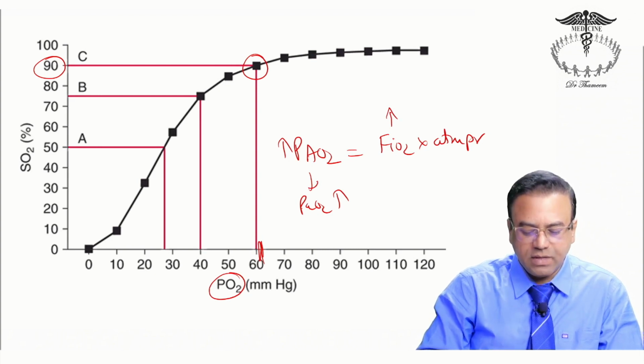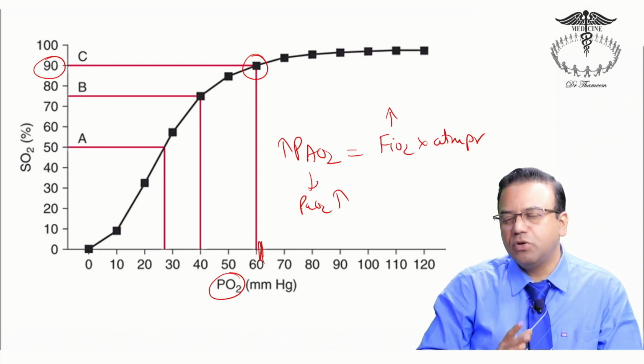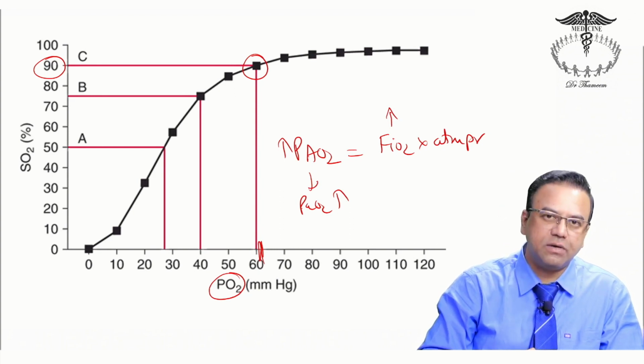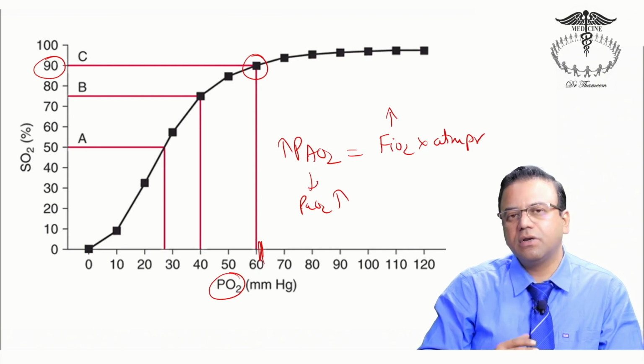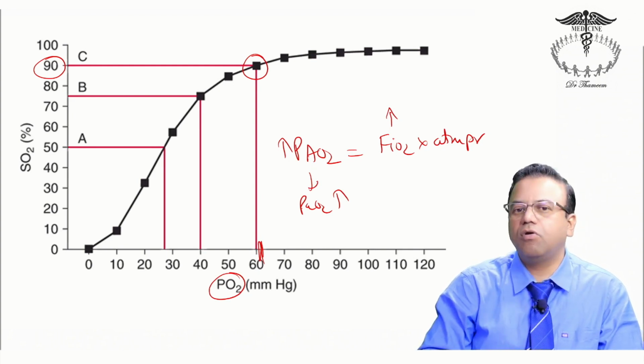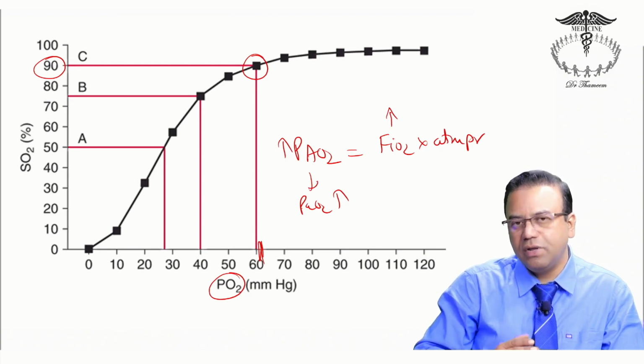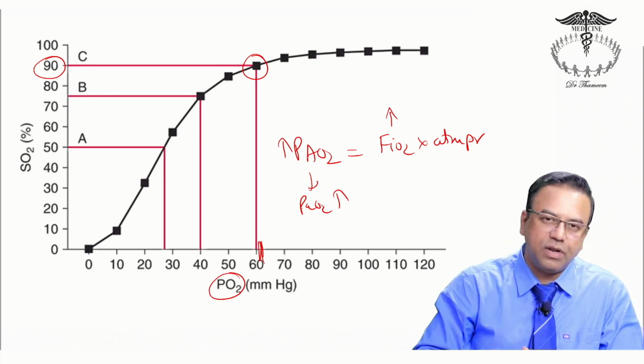So in most places, when will you be happy? When you see an ABG showing a PO2 more than 60, or when you see a saturation more than 90%, that's good news for us. That means the oxygen transfer is good. No point in trying to make it 100% saturation, or no point in giving higher FiO2 to increase the dissolved oxygen. You are only going to increase oxygen toxicity.